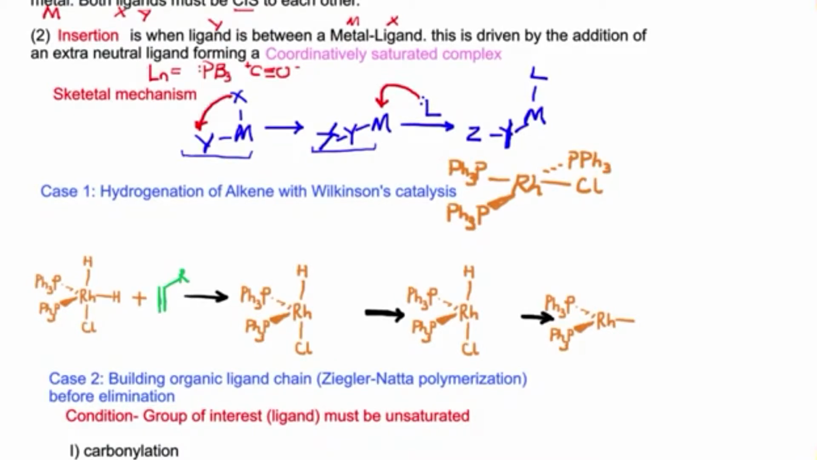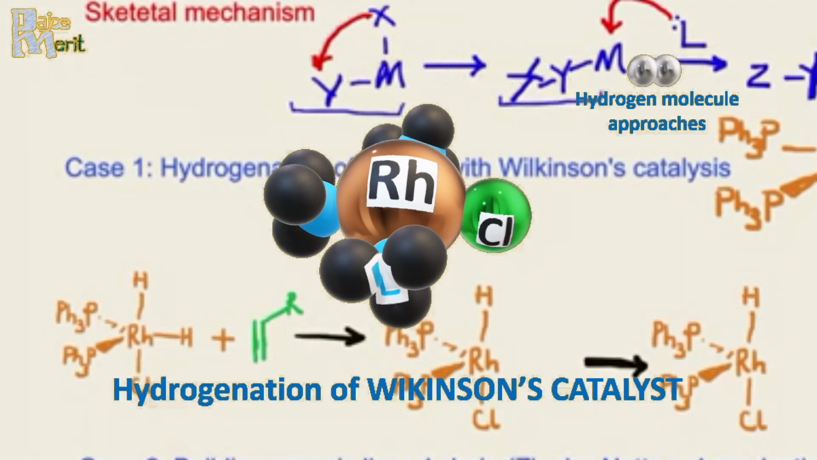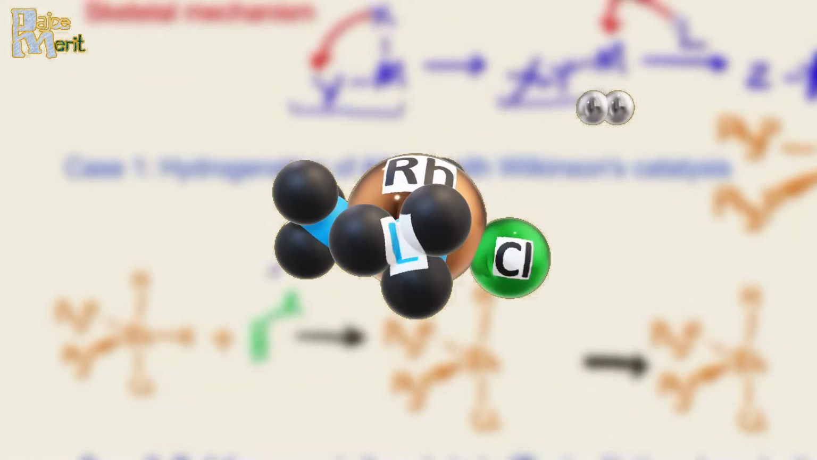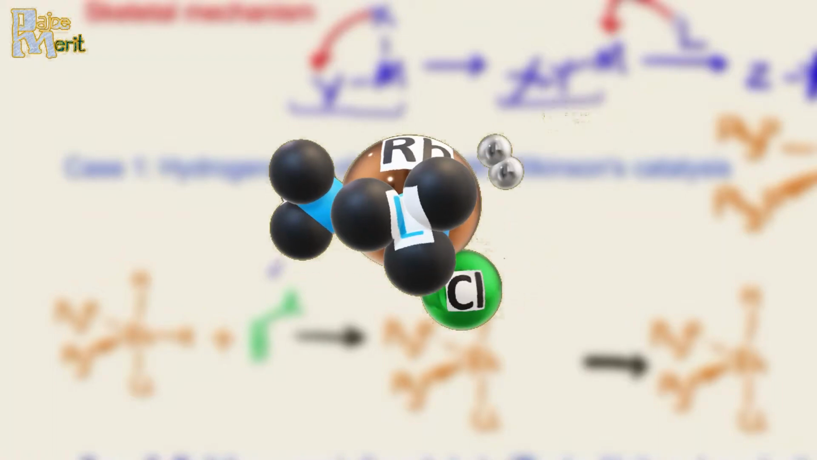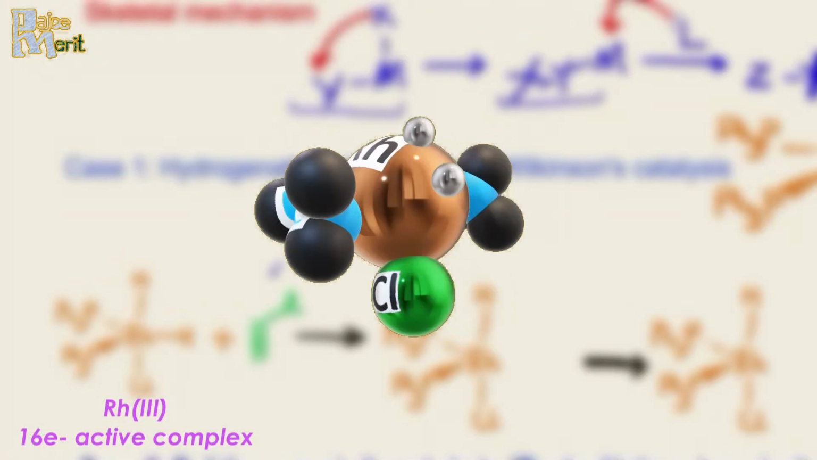The first case scenario occurs in a Wilkinson catalyst, where we have the hydrogenation of an alkene. This is the alkene right there, and what you notice is that we have a Wilkinson catalyst which is already hydrogenated at the oxidative addition step.